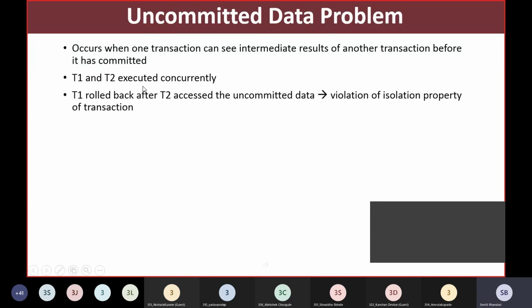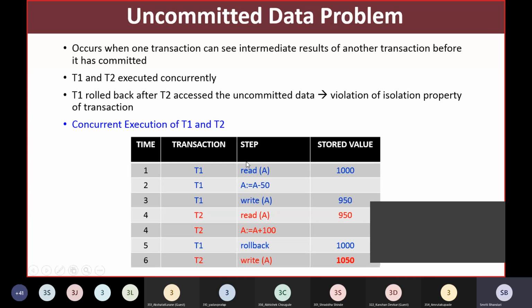Right? So, now let us assume that T1 and T2 are executing concurrently. So T1 rolled back after T2 accessed the uncommitted data. What does this mean? See here, this execution. T1 is reading the balance of A, so 1000. T1 is withdrawing 50. T1 is writing this amount to A's account. So T1 is writing this 950.